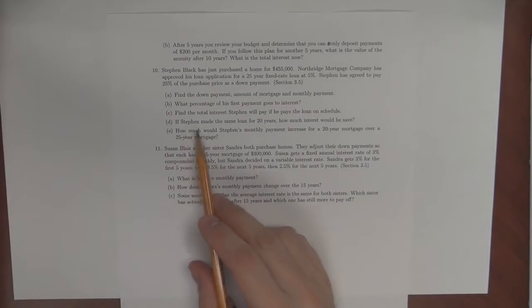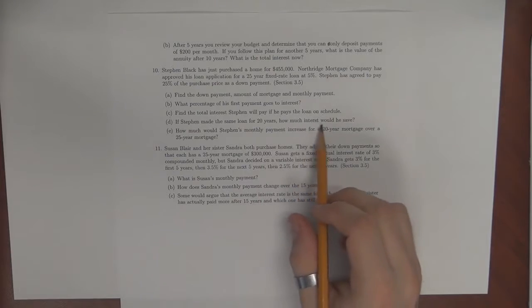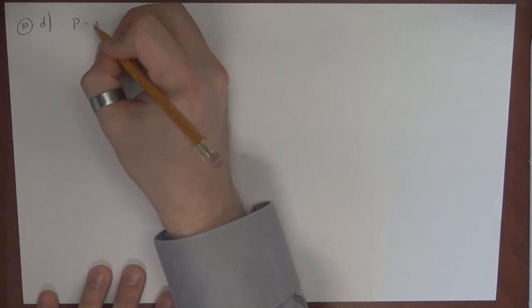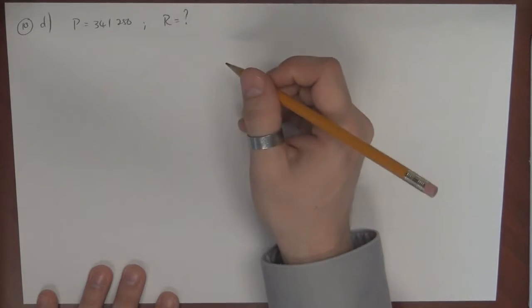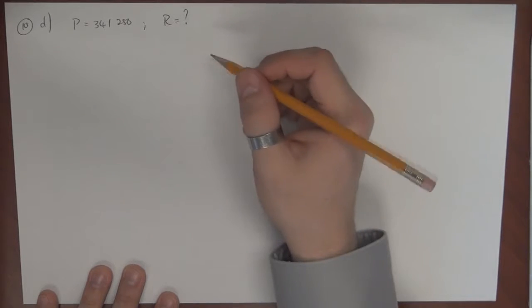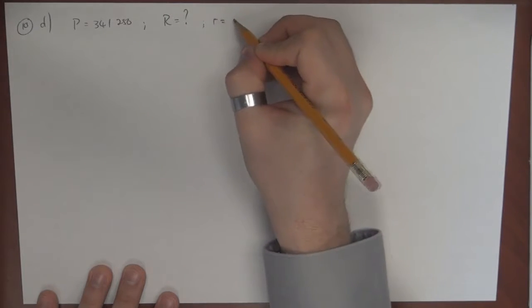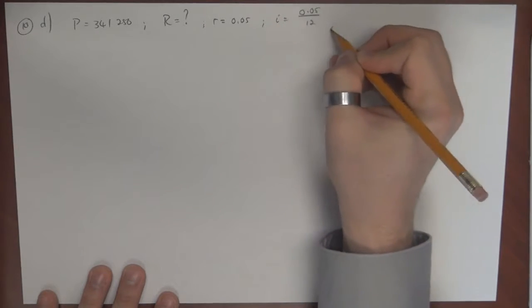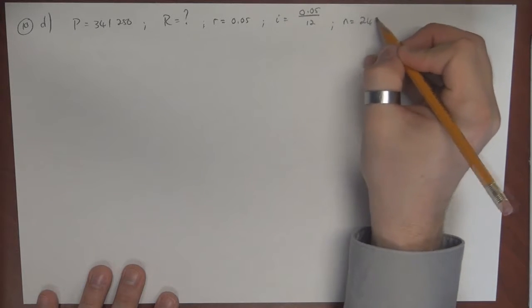In part D, if Stephen made the same loan for 20 years, how much interest would he save? So now let's see what is different in 10D. My loan amount, $341,250. I'm looking for my payment. I have a new payment because now my loan is over 20 years only. My interest rate is 5%, but it's monthly, so again I adjust it, and now I'm only looking at 20 years times 12 is 240.